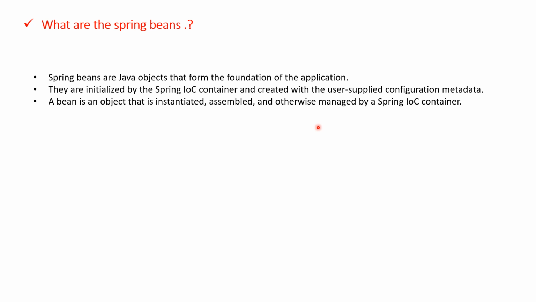Whatever configuration and metadata we are supplying, in that way only all the beans will get created. A bean is an object that is instantiated, assembled, and otherwise managed by a Spring IOC container. In a simple way, we can just remember it this way: a bean is nothing but an object that is instantiated, assembled, and otherwise managed by a Spring IOC container.